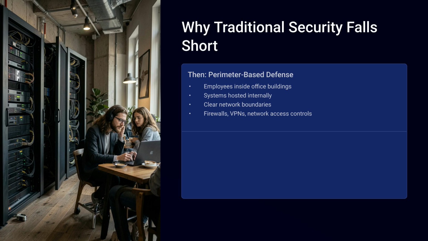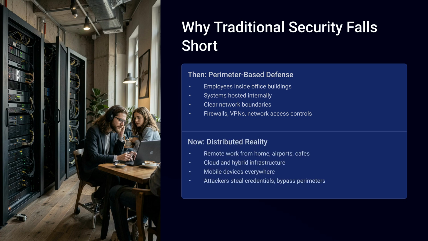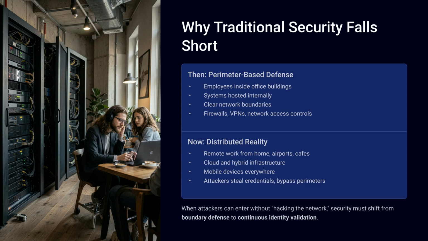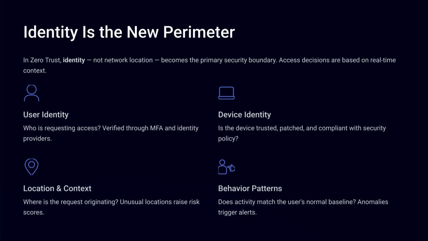Traditional perimeter-based defense relied on clear network boundaries and firewalls. Today's distributed reality includes remote work, mobile devices, and cloud infrastructure. Since attackers can bypass traditional network boundaries with stolen credentials, security must shift from boundary defense to continuous identity validation. In a zero-trust model, identity is the new perimeter.